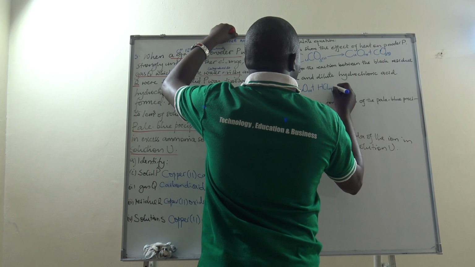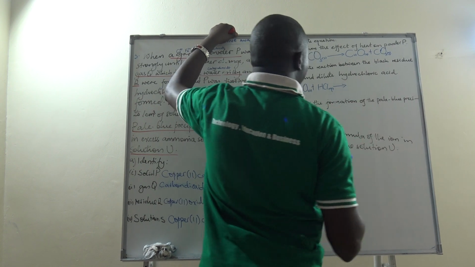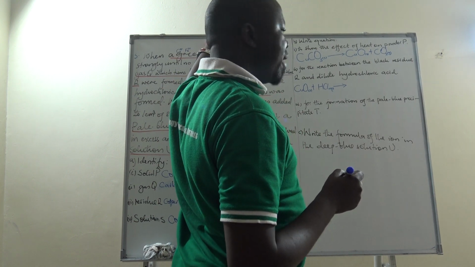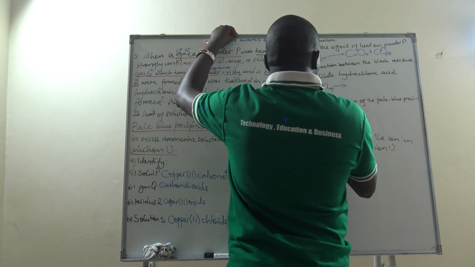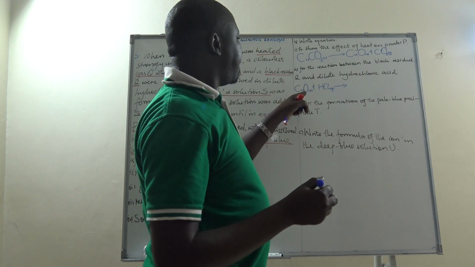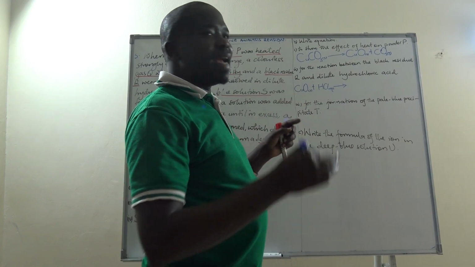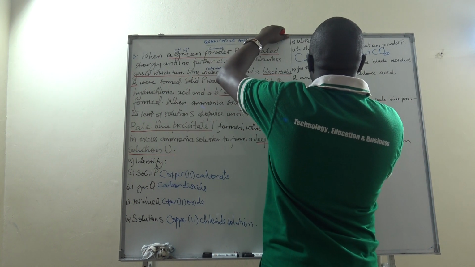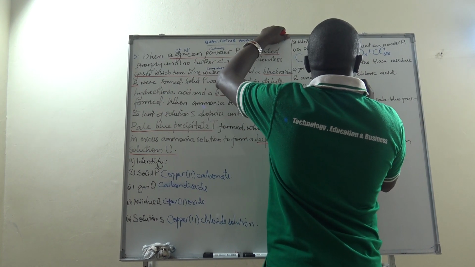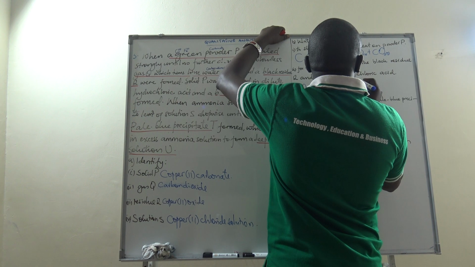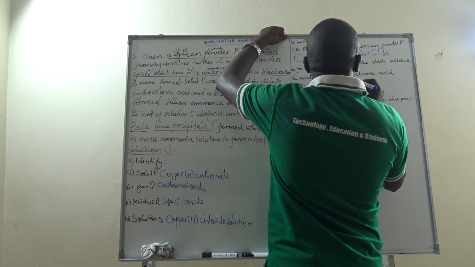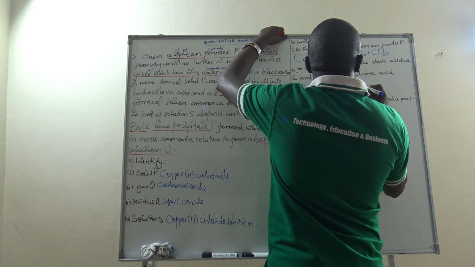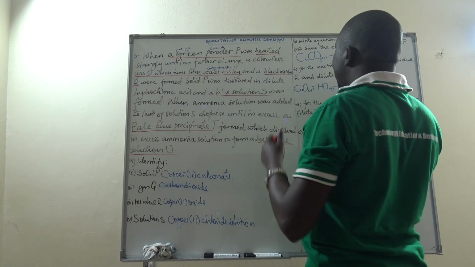I'm trying to be as careful as possible so that I write a very nice and neat equation. So copper 2 oxide reacts with dilute hydrochloric acid. A base and an acid react to form a salt and water only. So the salt is going to be the chloride of copper, which in this case is copper 2 chloride solution. It is a soluble chloride salt, by the way.